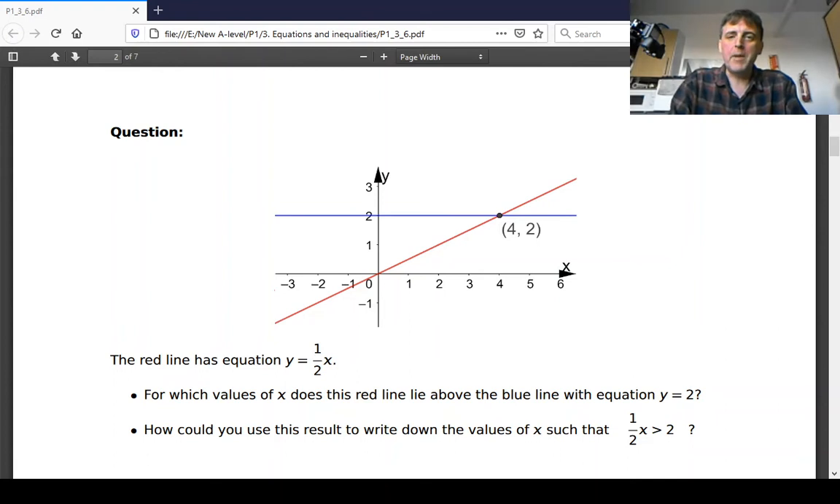So let's get you thinking about this idea, shall we? On the screen I've plotted two graphs. I've got the equations up there on the screen as well. I'd like you to pause the video and see if you can get your head around what's going on in this question.